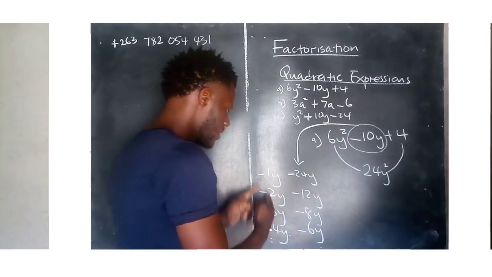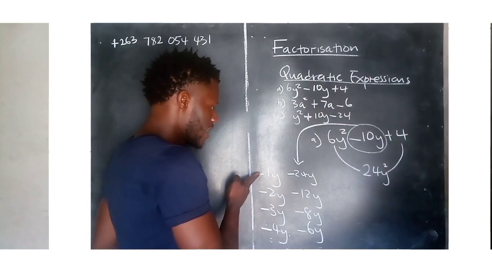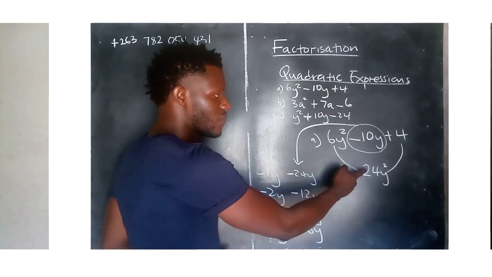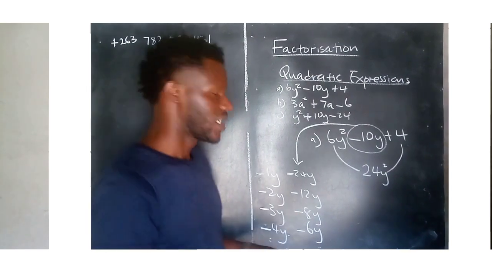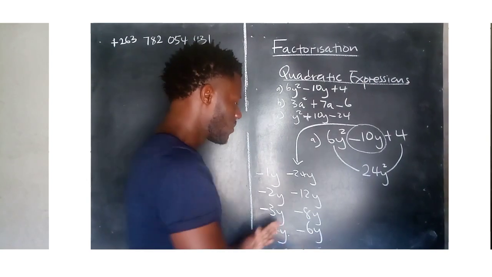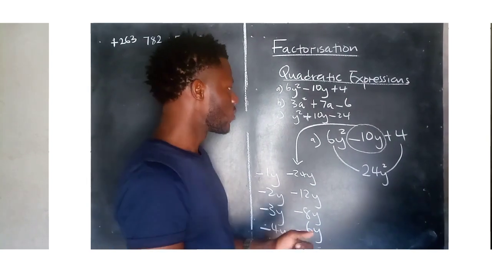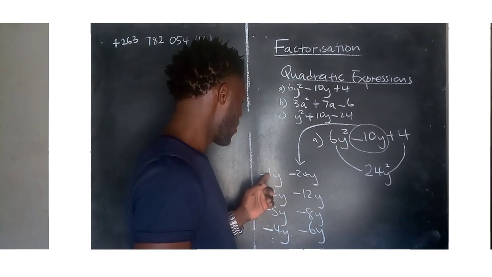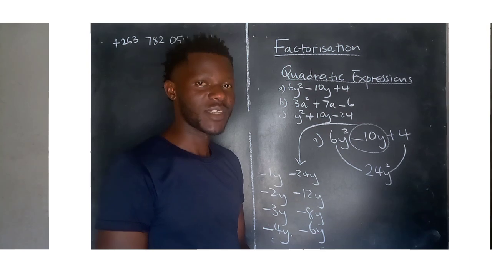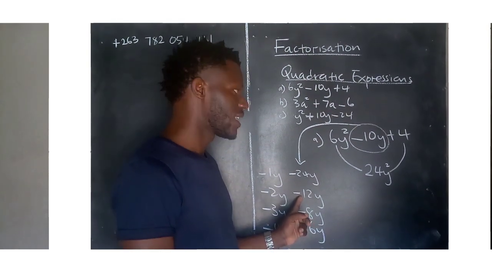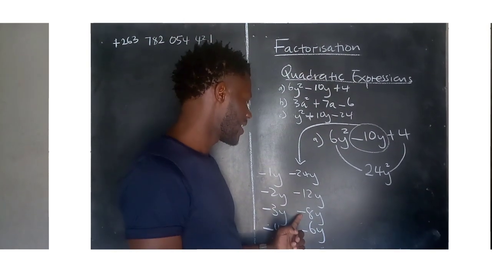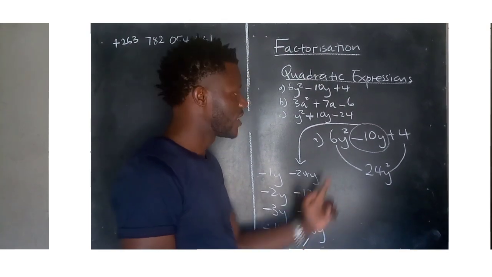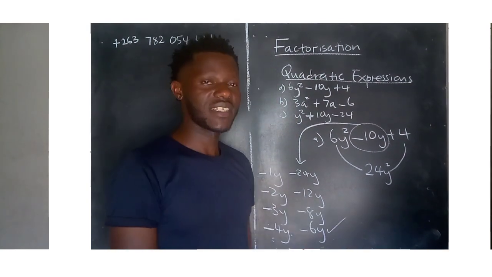But now, after changing these factors, let's have a look. Minus 1 times minus 24, we get positive 24. Minus 2 times minus 12, we get positive 24. Now, when multiplication is done, there is no sign which must be changed again. Now check which group will give us negative 10y. Let's try from the top. Minus 1 minus 24, we get minus 25. Minus 2 minus 12, we get minus 14. Minus 3 minus 8, we get minus 11. Minus 4 minus 6 will give us minus 10. So this is the group of factors that qualified.